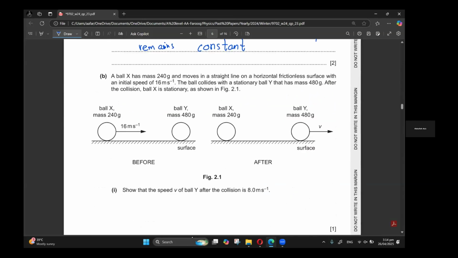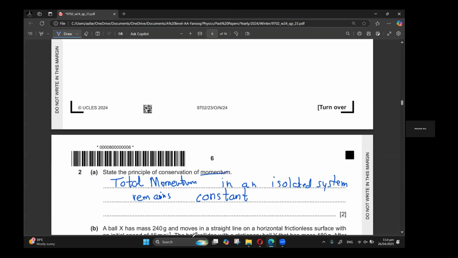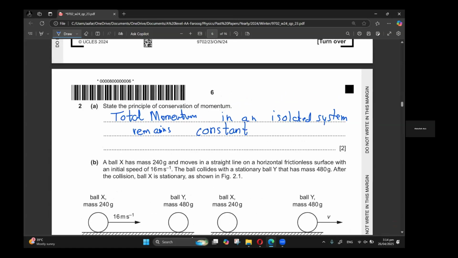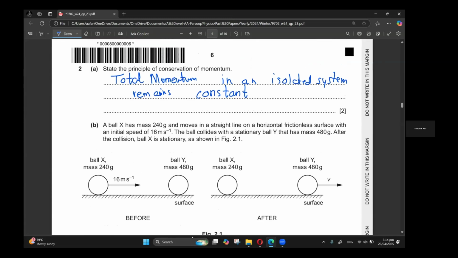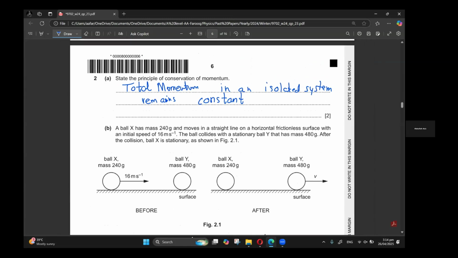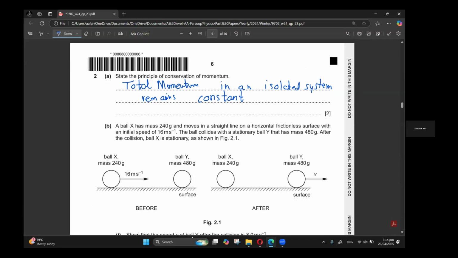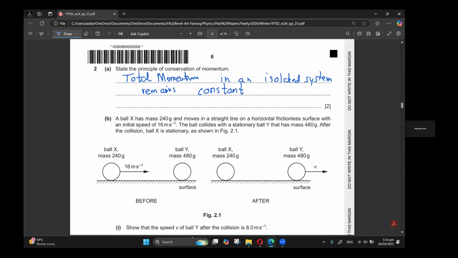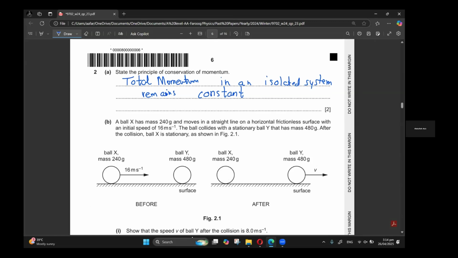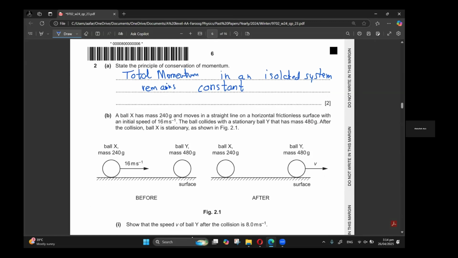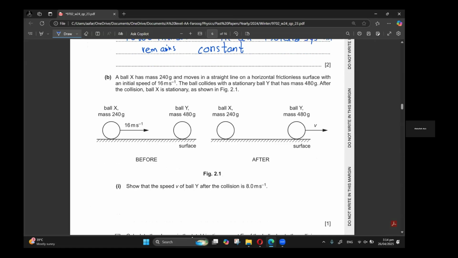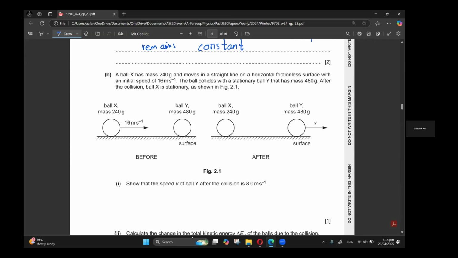Okay, so this is the first question. It tells you what the whole question is going to be about. So if they ask the definition of momentum, it's basically going to be momentum. A ball X has mass 240 grams and moves in a straight line on a horizontal frictionless surface with an initial speed of 16 meters per second. Ball X collides with a stationary ball Y that has mass 480 grams. After the collision, ball X is stationary as shown in figure 2.1. Show that the speed v of ball Y after the collision is 8 meters per second.